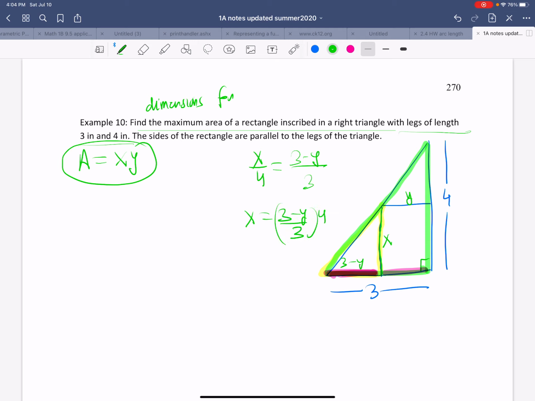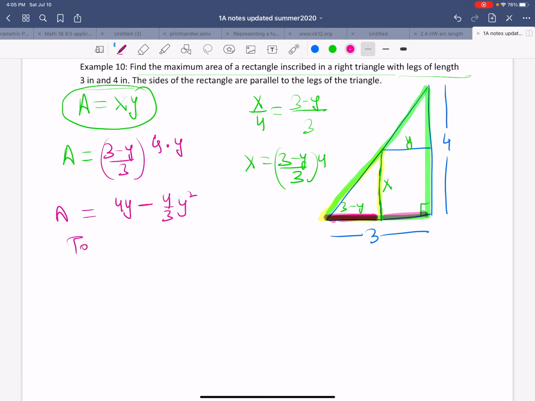So we were able to find x in terms of y. Now we want to go back to the area function and express x in terms of y. So x is equal to (3 minus y) over 3 times 4, times y. So if I distribute, 3 over 3 is 1, so 4y minus 4 over 3 y squared. That's the area. We want to maximize the area.